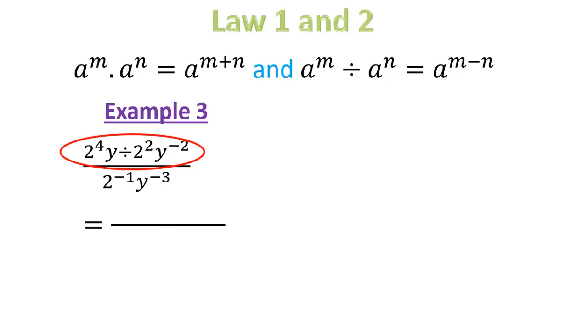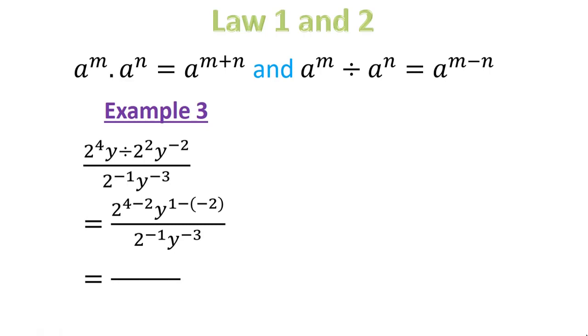So let's look at the top, or the numerator. So I have 2 to the power of 4, then I'm dividing, so I subtract, and then I've got 2 to the power of 2, and so I'm subtracting 2. My y's, I have y, and it's initially just y to the 1, divided by, so it's subtract, and now it's y to the negative 2, and so I subtract negative 2. And that's all over 2 to the minus 1, y to the minus 3.